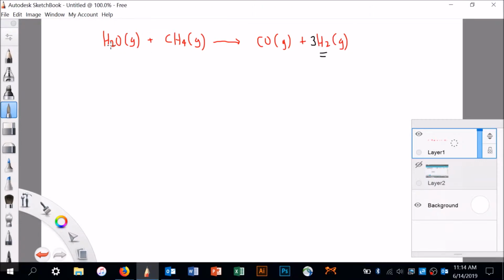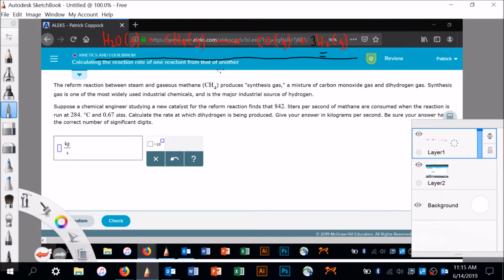All right, let's make sure we got this right. 2 hydrogens plus 4 is 6. There's 6 hydrogens over here. 1 oxygen, 1 oxygen, 1 carbon, 1 carbon. Okay, so this is balanced. Now I'm going to make this as a table. I'm going to use my balanced reaction as my column headings in a table. You've seen me do this before. And I am going to keep my stuff organized like that.